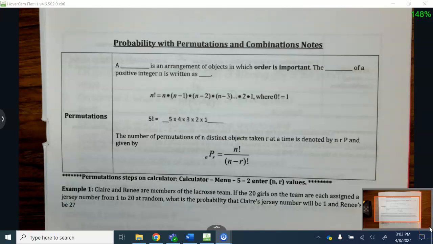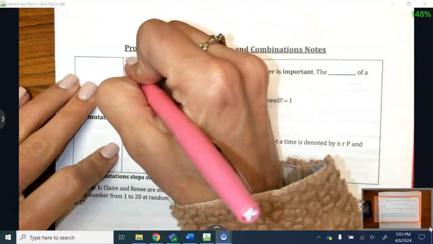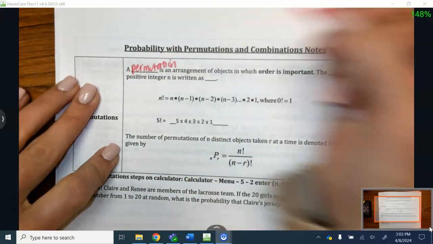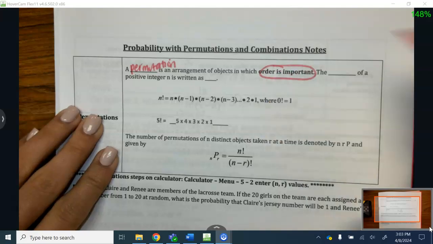Alrighty, this is the probability unit day 3 notes. We're going to talk about permutations and combinations. Okay, so first the definition of a permutation. A permutation is an arrangement of objects in which order is important.